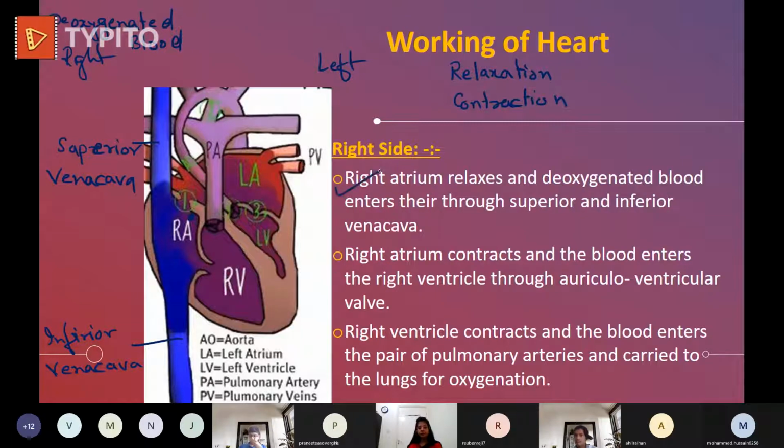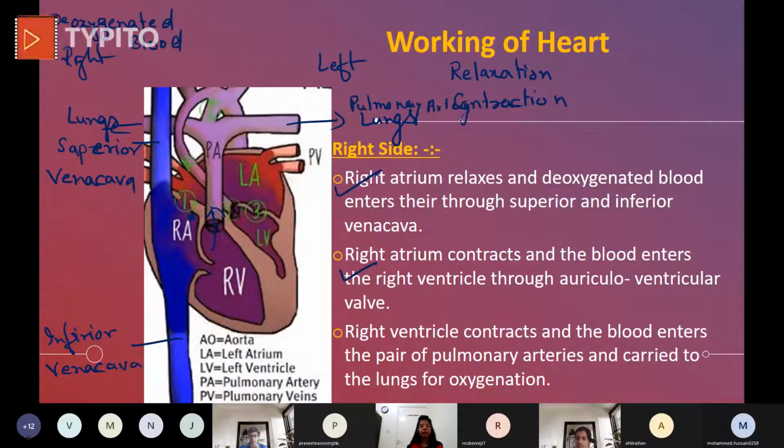And then the right atrium will contract, and it will squeeze all its blood to the right ventricle. And after that, the right ventricle will contract, and then where will the blood go? Blood cannot go back to the auricle because the tricuspid valve will be closed. So where will the blood go? Blood will go to the pulmonary artery, and then it will be directed to the lungs. Pulmonary artery.